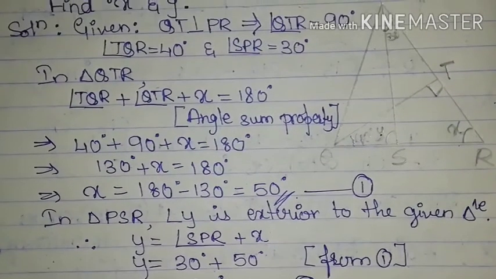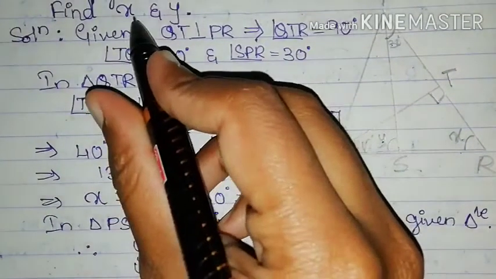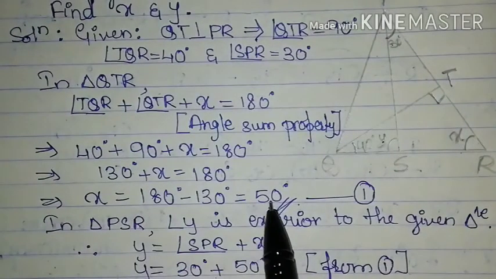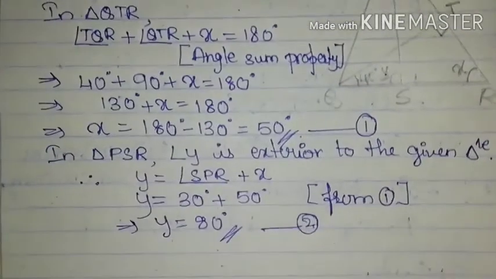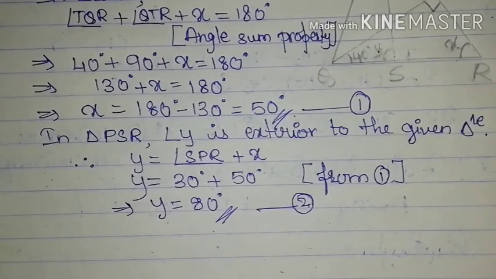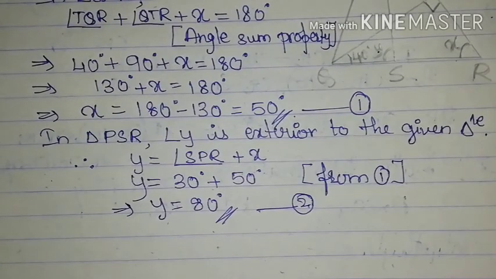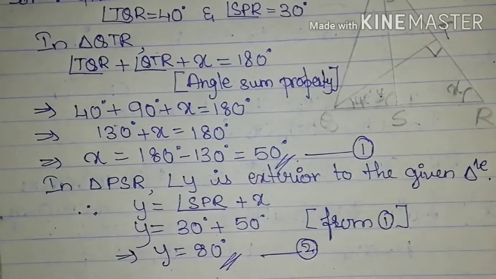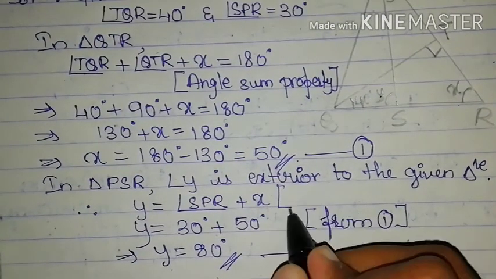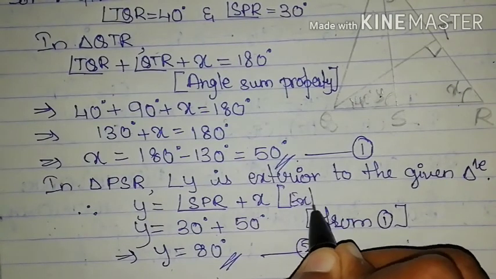So our job was to find the values of X and Y. We got X is equal to 50 degrees and Y is equal to 80 degrees. This is the solution to the required question. So in this single question, we applied both the theorems which we learnt. So before we forget, let us write the reason. Exterior angle theorem.